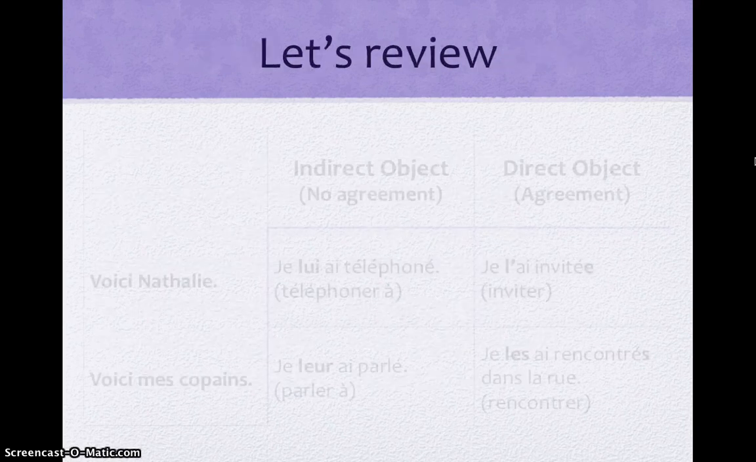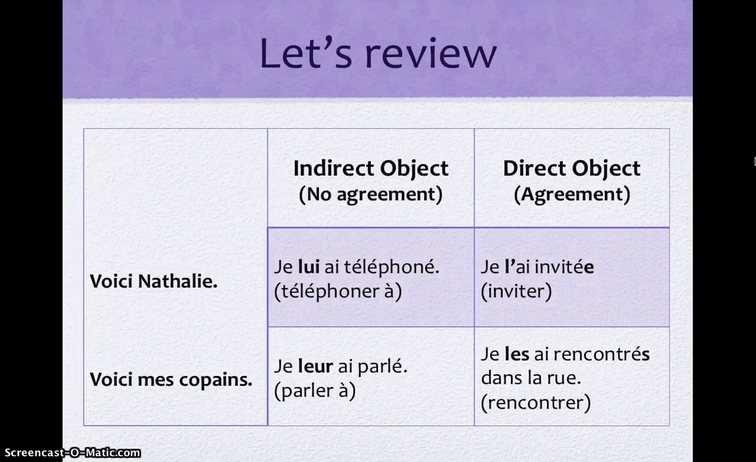So just as a final review, remember if there is an indirect object, that's what we did first in this video, there is no need for agreement. The past participle stays the same no matter what. However, with the direct object, when the DOP comes before the verb, we do need to make it agree.